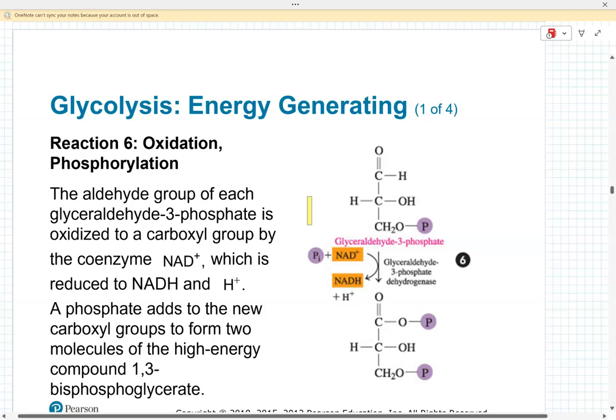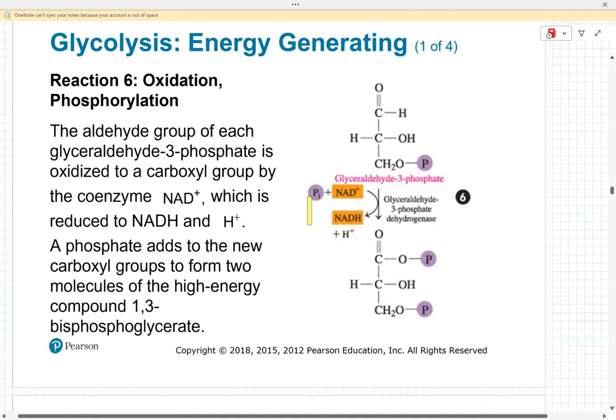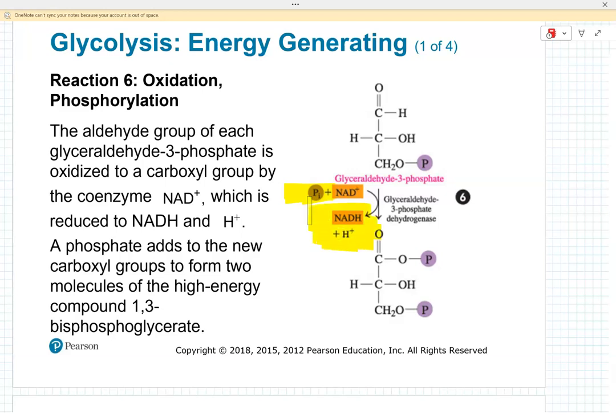And then you have the energy payoff, or energy generating phase. So glyceraldehyde 3-phosphate is phosphorylated by inorganic phosphate and dehydrogenated, which generates NADH. Remember, does anyone remember what the NADH molecules carry? They are carriers. What do they carry? Hydrogens. Yeah. Electrons and hydrogen. Very good.